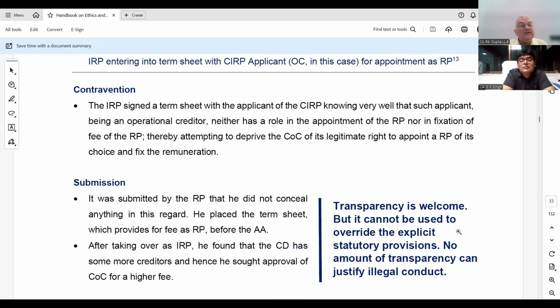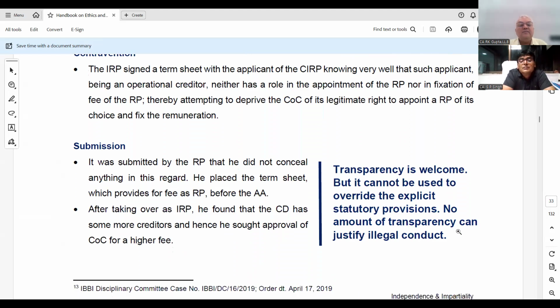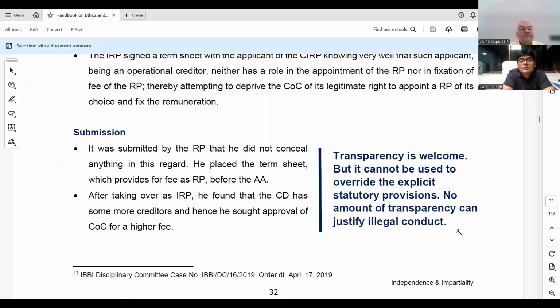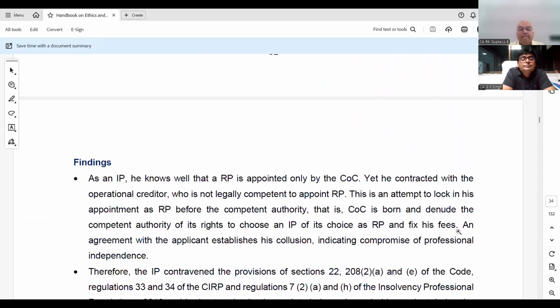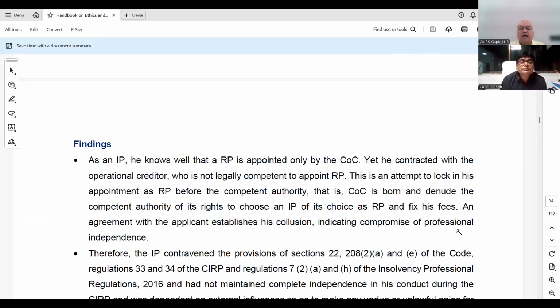Now, what was the submission of the RP? It was submitted by the RP that he did not conceal anything in this regard. He placed the term sheet, which provides for fees as RP, before the AA. As an IP, he knows well that the RP is appointed only by the COC. Yet he contracted with the operational creditor, who is not legally competent to appoint an RP.